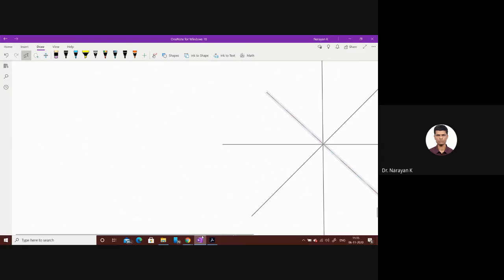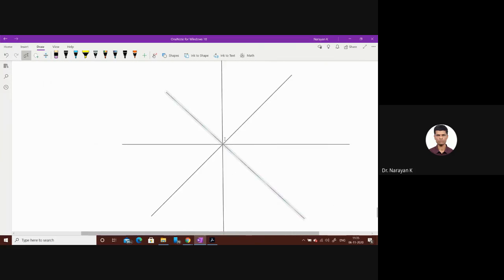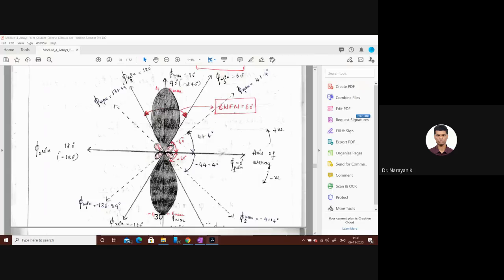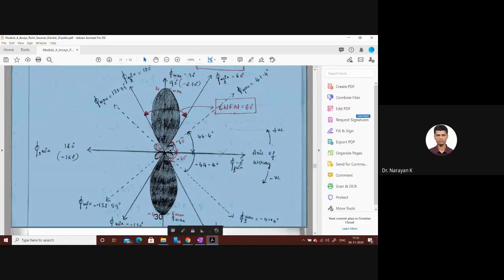If you want, very roughly, I can draw here. If this is your 41 degrees, once again 60 degrees I have to draw this. I can't exactly measure. You have to take your protractor and measure. So at 60 degrees you will get your first minimum. There will be no radiation at 60 degrees. At 41 degrees is your first subsidiary maximum, this one.